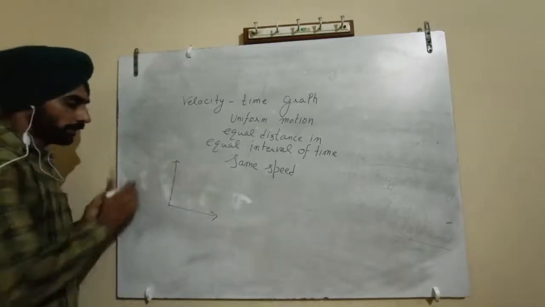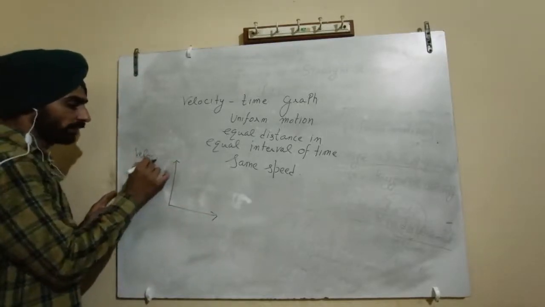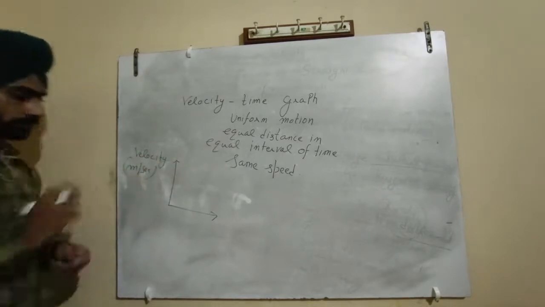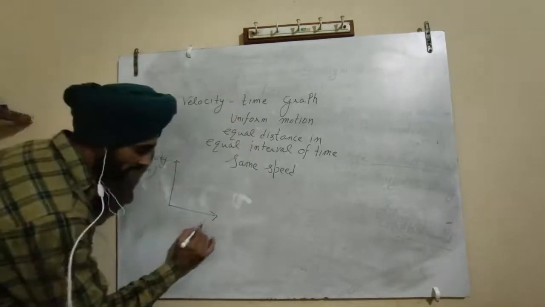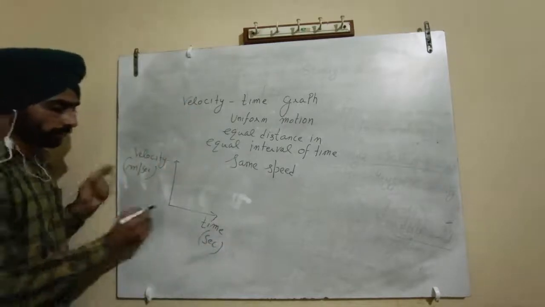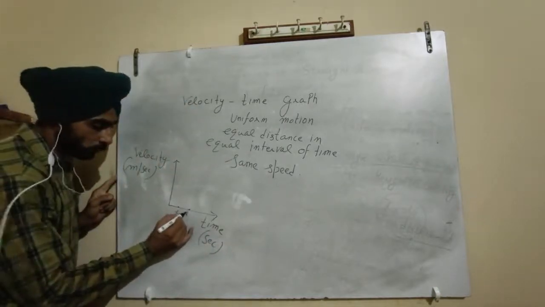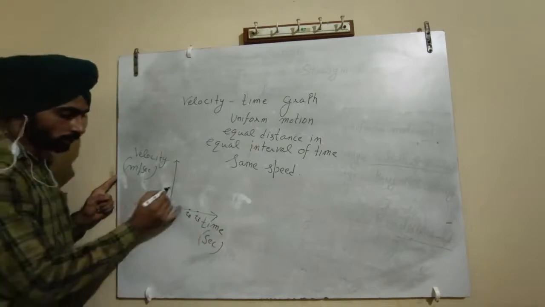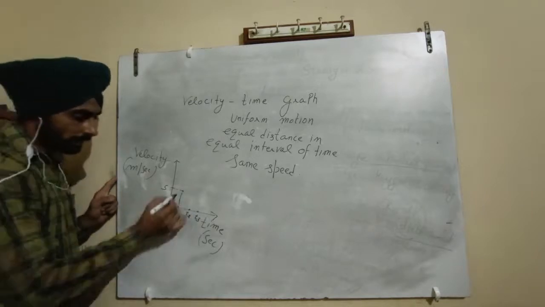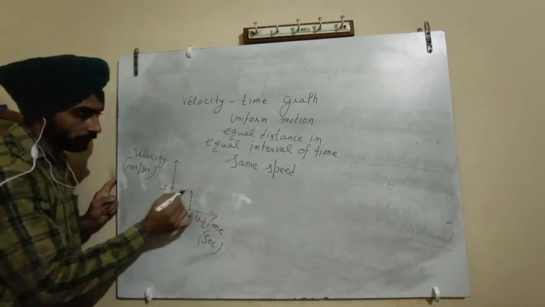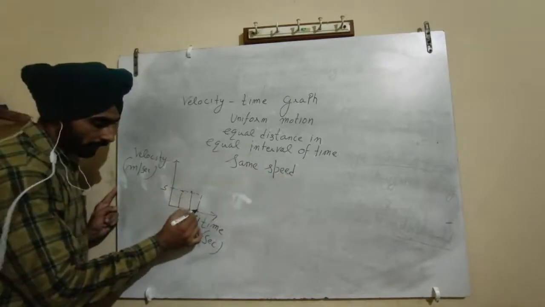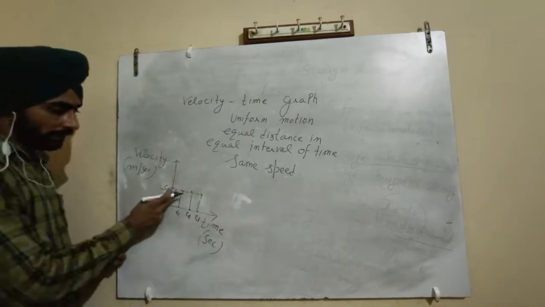Velocity is a dependent quantity, so we will take it along the y-axis. And what is the unit of velocity? Meter per second. You have to mention it in brackets. Then you have to mention the time, and what is the unit of time? This is second. At time t1, suppose, at time t2, suppose, at time t3. Suppose velocity at t1 is 5. And at t2 the velocity is the same, in uniform motion speed is the same, so it will remain 5. At time t3, the velocity will be 5.